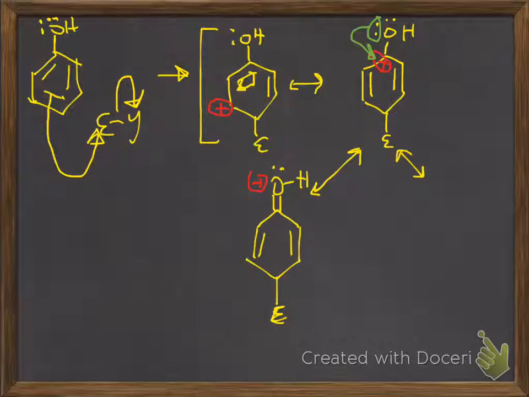Let me just choose a different color. We can have this double bond coming over, boom, and in doing so, this resonance structure is also possible. So the OH group, double bond, and the carbocation is located ortho to the E, meta to the oxygen.